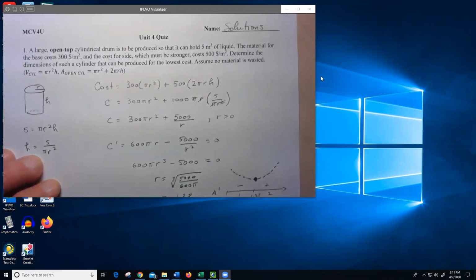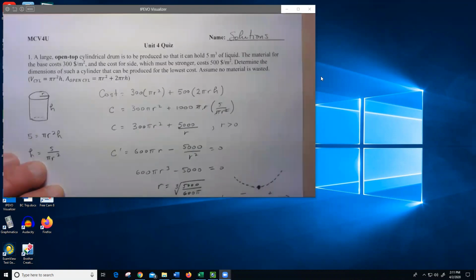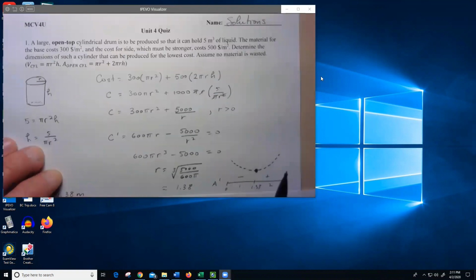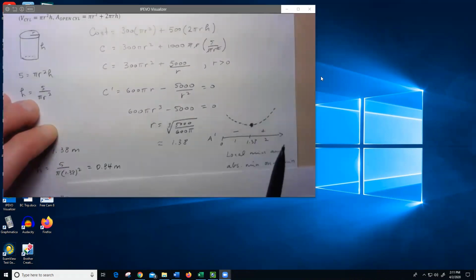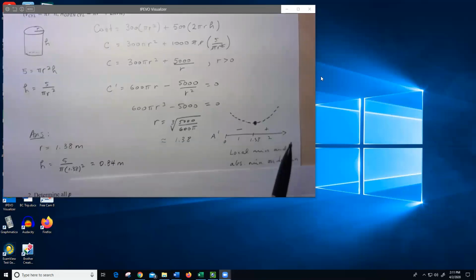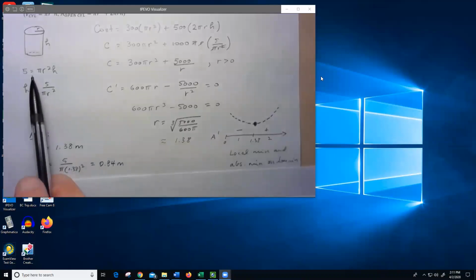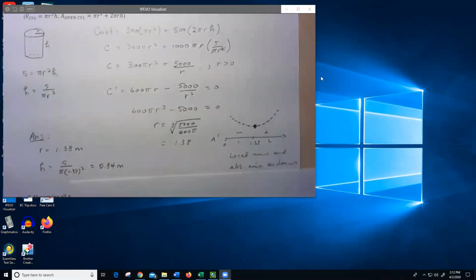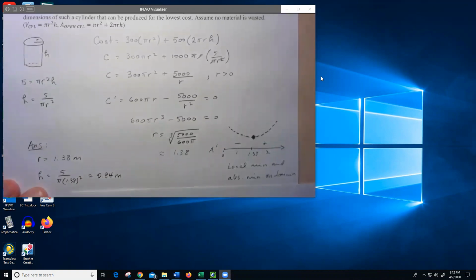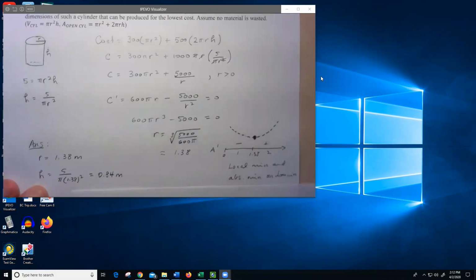And here we have to go back to what they're looking for. Since they're looking for the dimensions, I've already found the radius, and now I have the height that I can calculate from this relationship here. All right, so any questions as to this problem? This is about as standard an optimization problem as you can get.